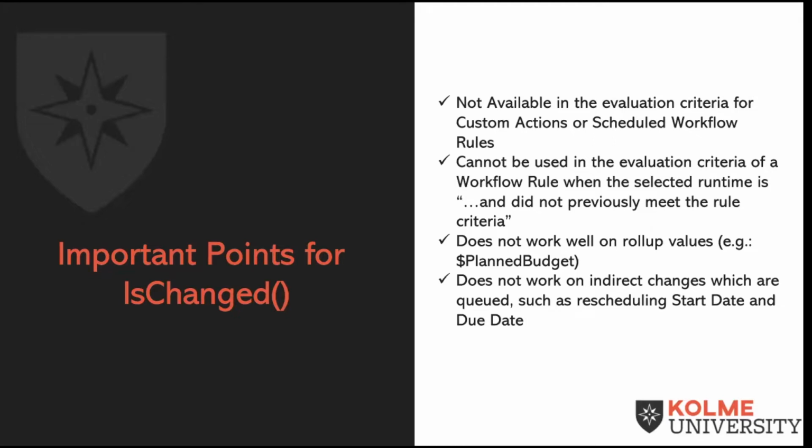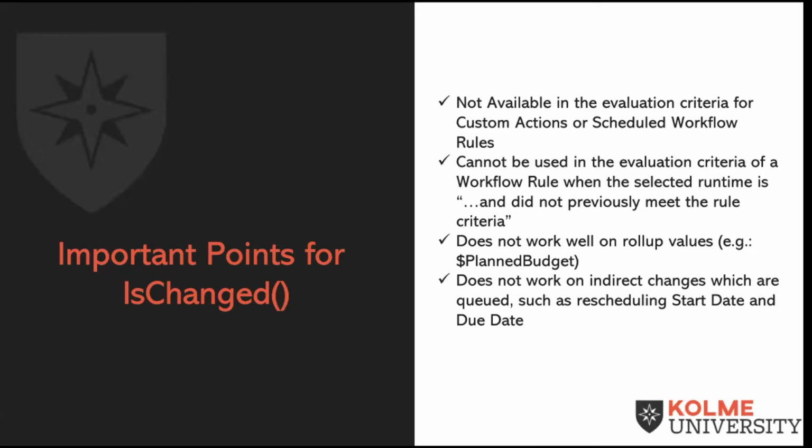Exactly. Another important aspect also is IsChanged cannot be used in the evaluation criteria of a workflow rule when the runtime selection is when a record is created, or when a record is edited and you did not previously meet the rule criteria. Yeah, that's right. And we go into this in some other of our videos, but there are some evaluation criteria where it just doesn't make sense, I guess. So if you're using those kinds of criteria at runtime, then the system won't even let you use IsChanged in the evaluation.